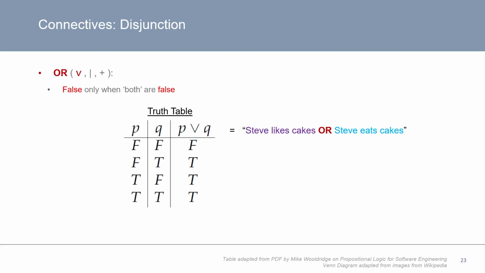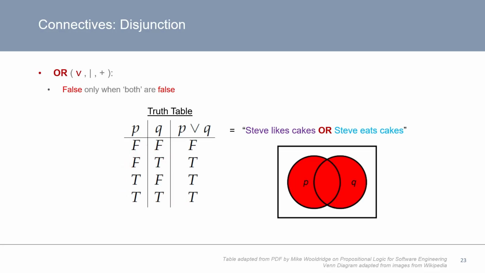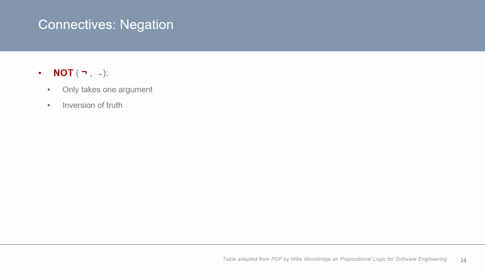Examining our truth table, we see that the only time P or Q is false is when both P and Q are false. Otherwise, P or Q is true. This is because you only need one true in either column. Here is the Venn diagram describing truthfulness using a disjunction, where it's true if either P or Q is true or both are true.